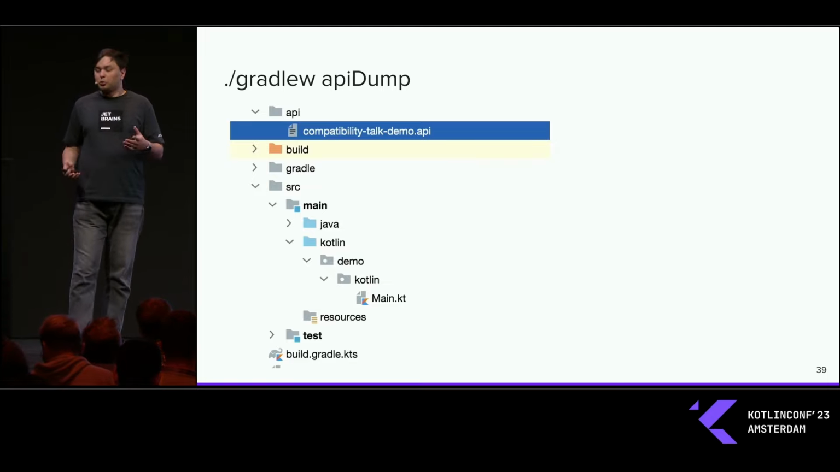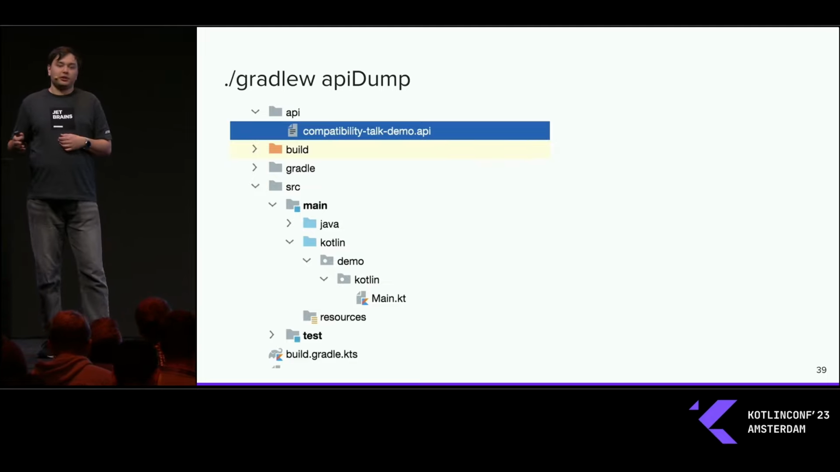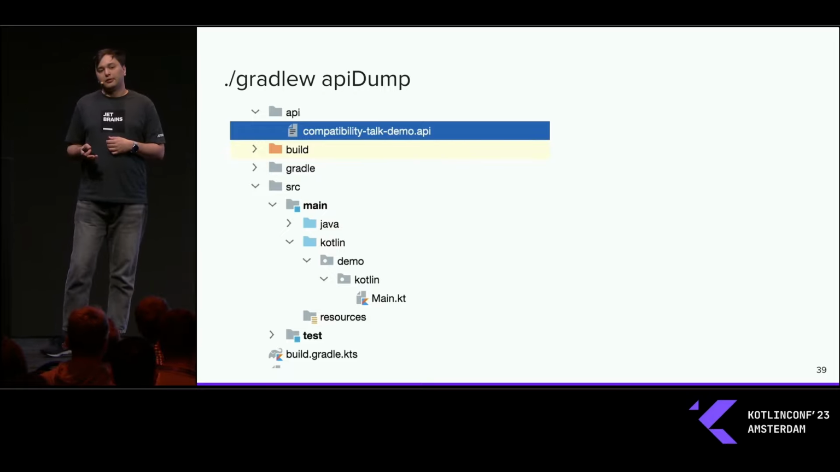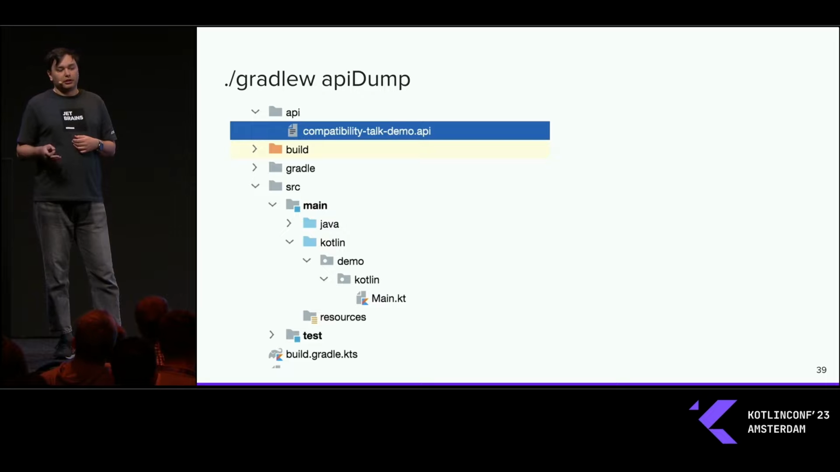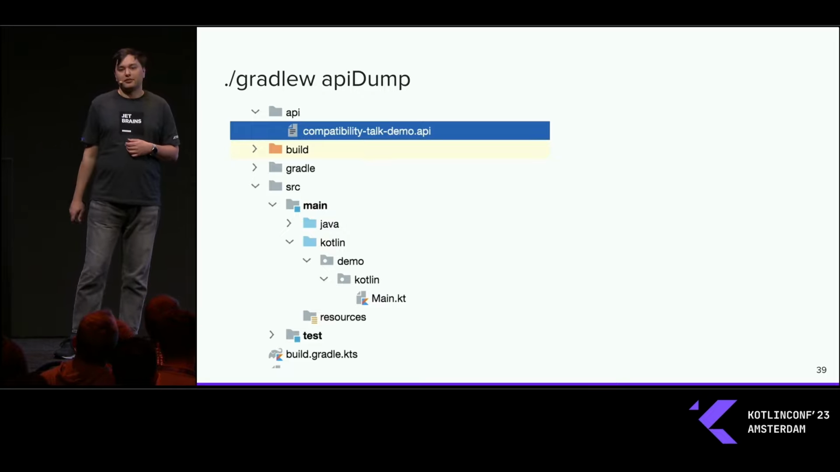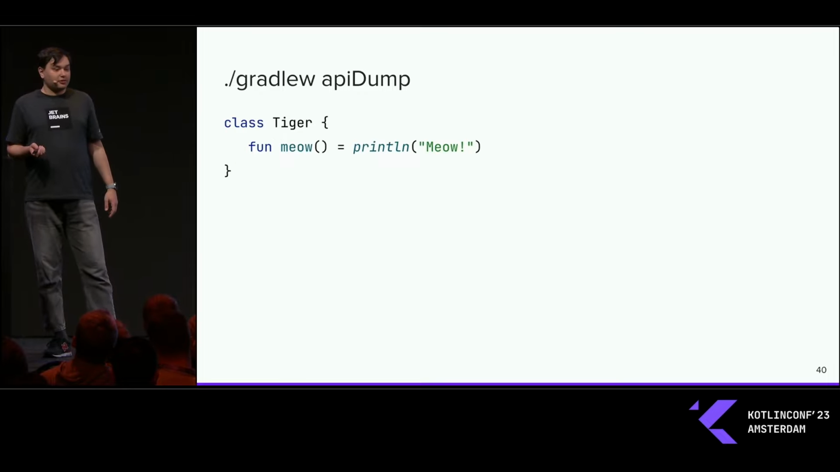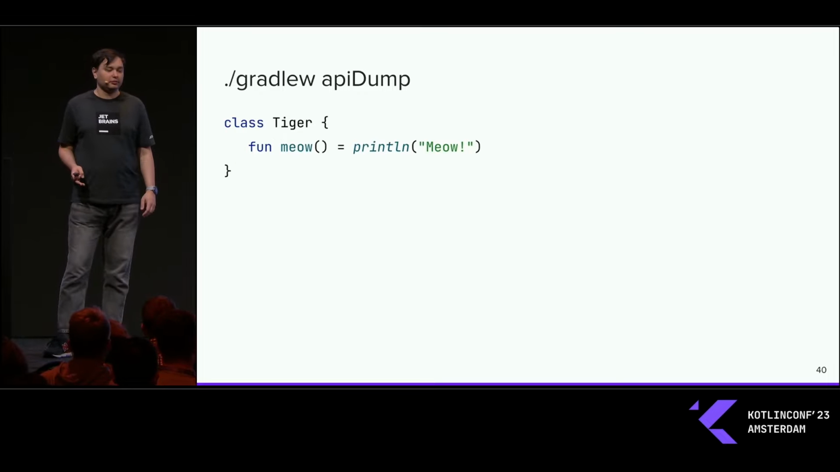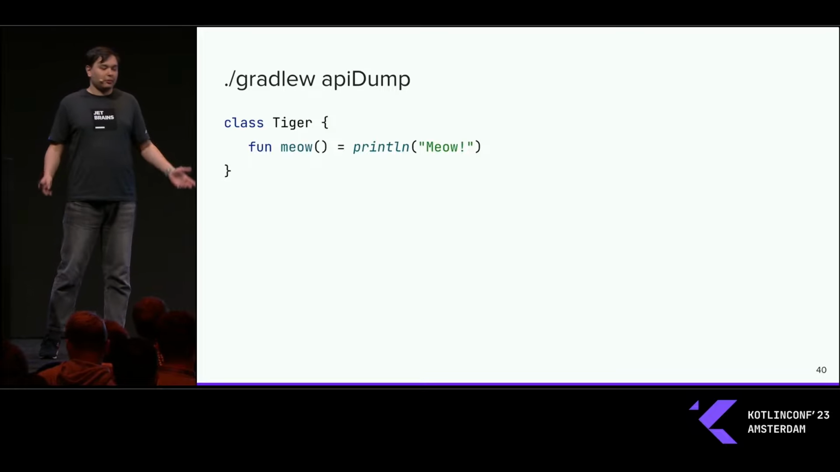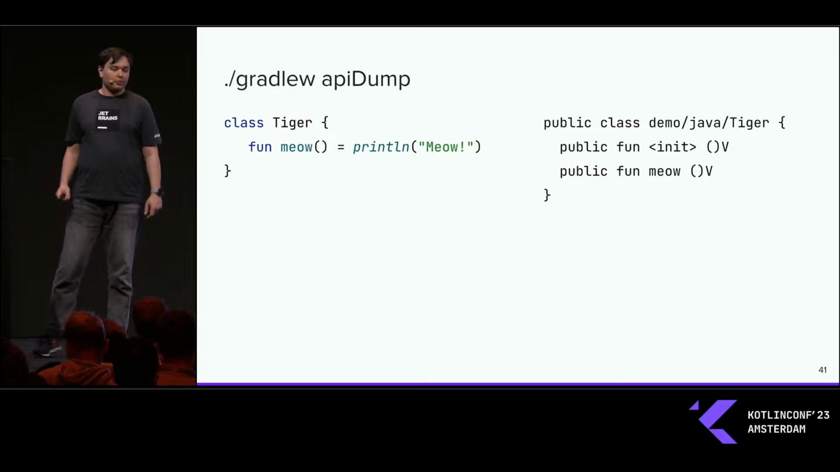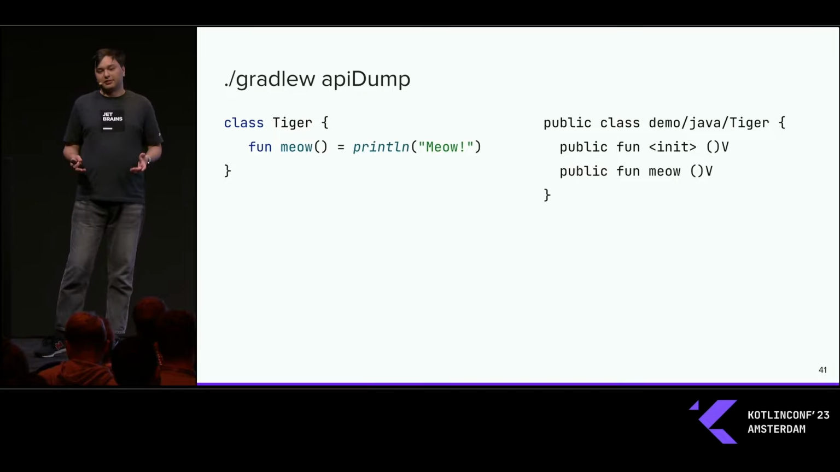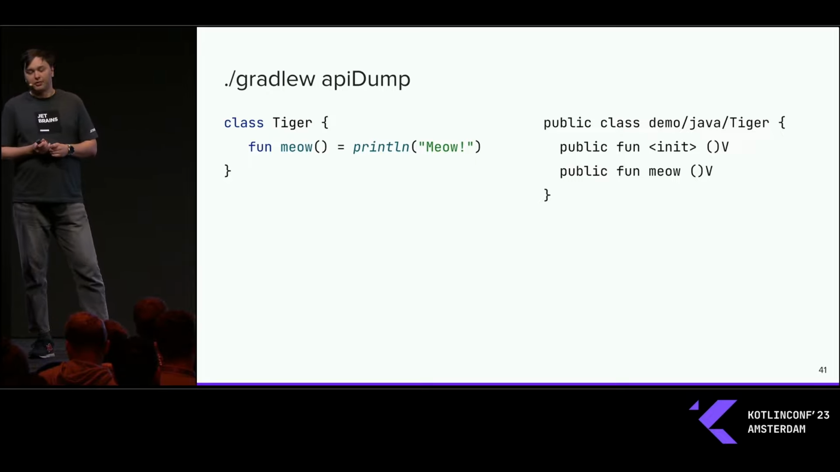So let's break down what each of these tasks do. If we invoke Gradle API dump, we can see that in our project there is a new folder called API, and there is a file in it with the .api extension, and it is named the same as the project name. So what's in this file? If we had a declaration like this, a very simple class Tiger with fun meow, the API file will contain the API for this class and for all public classes in your project.